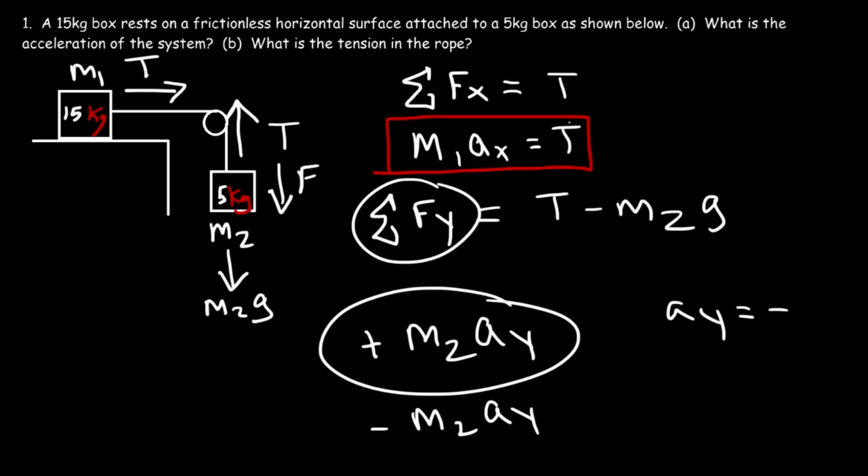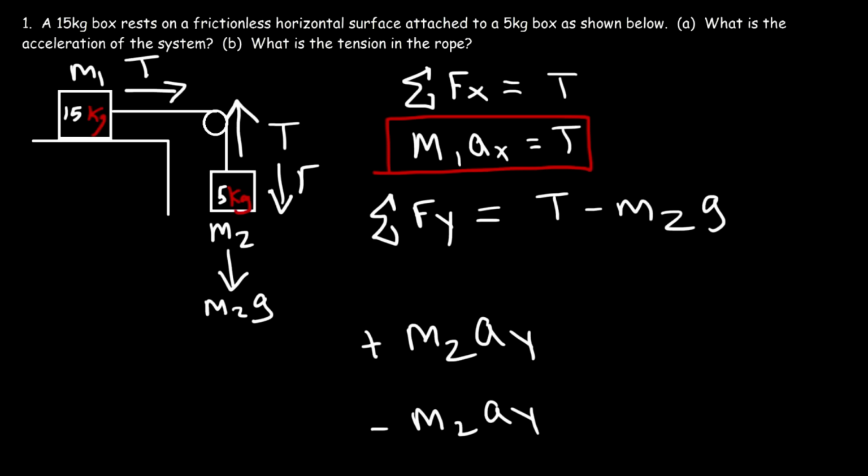However, these two accelerations must be the same in order for this problem to work. And ax is definitely positive, so we want ay to be positive. At the same time, this has to be negative. So therefore, in order to make this work, we need to use this one.